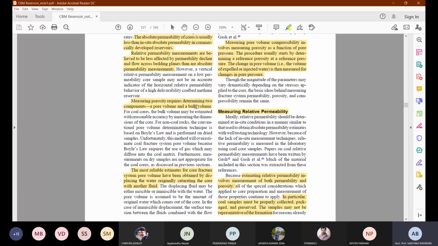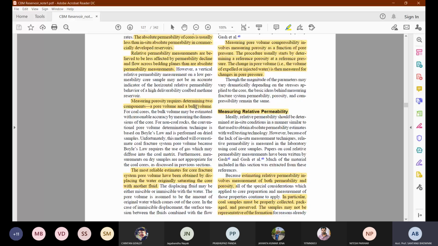For this we use Boyle's law. You have studied Boyle's law, that if the temperature is constant, P1 V1 is equal to P2 V2. This is the constant factor, and by using this relation, we measure the porosity or the pore volume. Once you measure the porosity, you take the total pore volume by multiplying the porosity with the total volume. But there is again some problem.